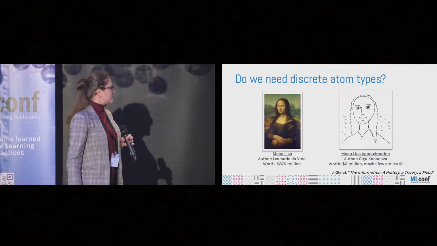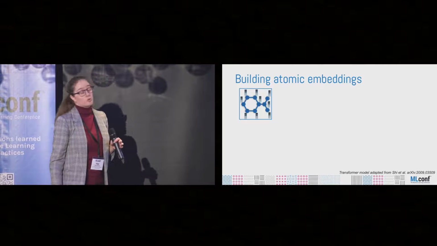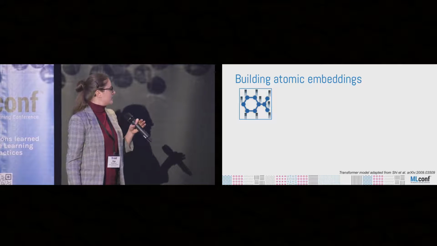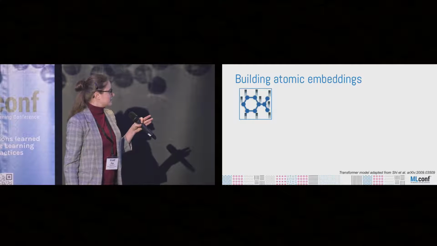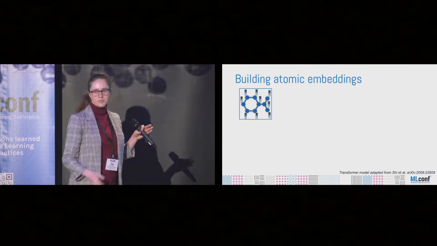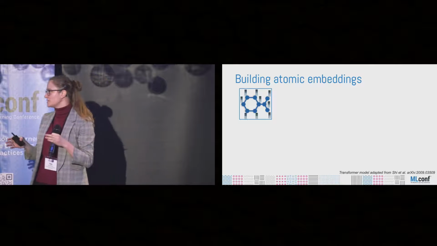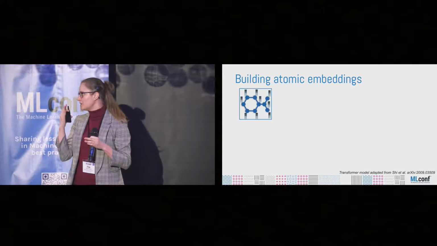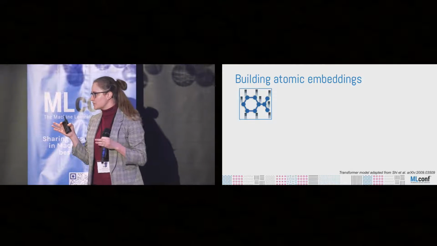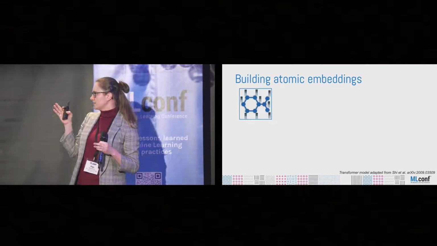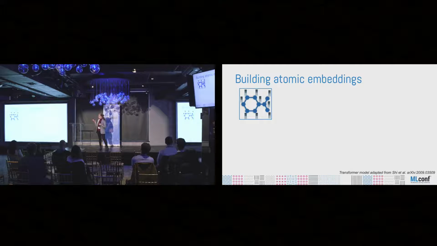For that, we have done some work on building so-called atomic embeddings. This work is based on graph neural networks, and I'm pretty sure most of the people here are familiar with this, so I'm not going to describe the concept. But what we have done was the following. We take the molecule and assign it to a graph. The graph has nodes which correspond to the features of the atoms in the molecule, and edges which correspond to the features of the bonds in the molecule.